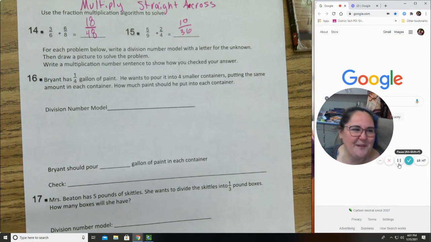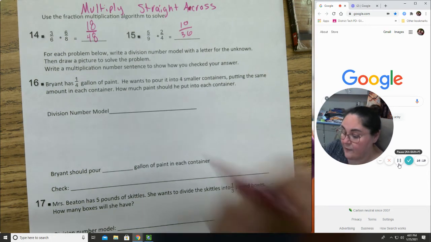All right, for each problem below, write a division number model with a letter for the unknown, then draw a picture to help solve the problem. Write a multiplication number sentence to help show how you checked your answer. Here we go. Bryant has 1/4 of a gallon of paint. He pours that into 4 smaller containers, putting the same amount in each container. How much paint should he put in each container?